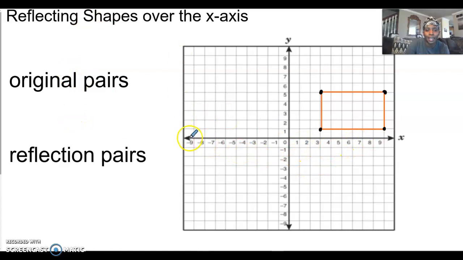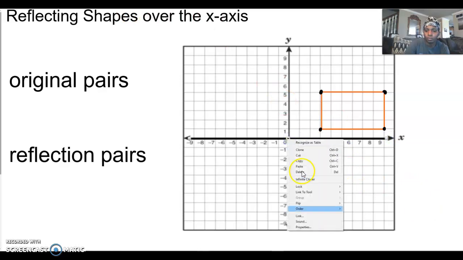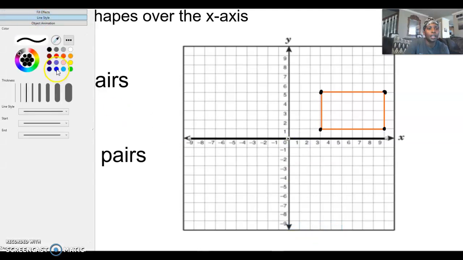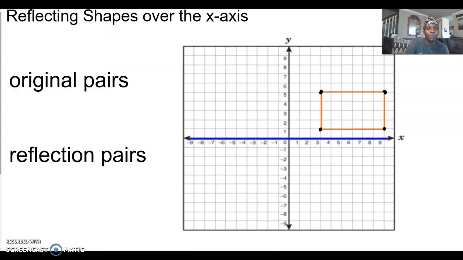So I'm going to highlight the x-axis so we can all visualize what I'm referring to. I meant to use blue. Let's see if it'll let me change the color. Properties, line, and blue. Yes, amazing. There we go. So now let's find our vertices.